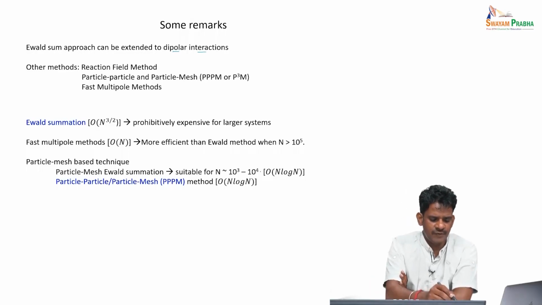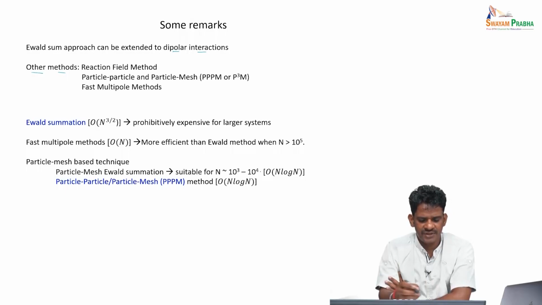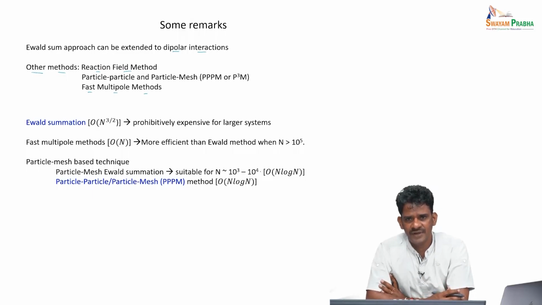Not only these Ewald summation and P3M methods, but there are also other methods known as the reaction field method and fast multipole methods. These are some of the other methods that are available, which basically improve on faster calculation of electrostatic interactions.